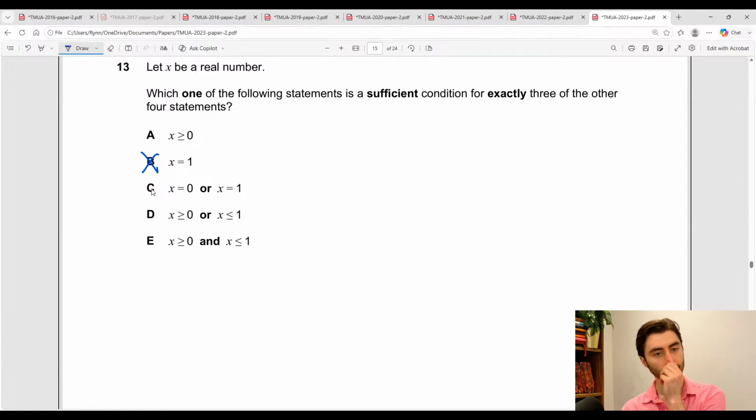C, I'm liking. C satisfies A, I think. Oh, is this where my brain breaks? You see, this is where you actually have to start thinking about it. And I don't think my mapping works as well for this. Let me think.